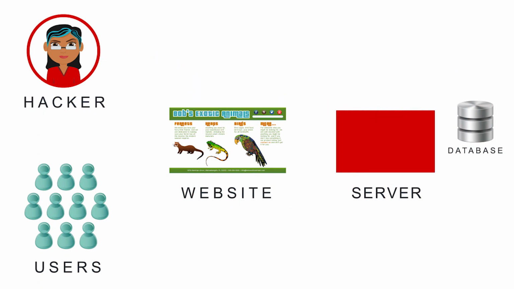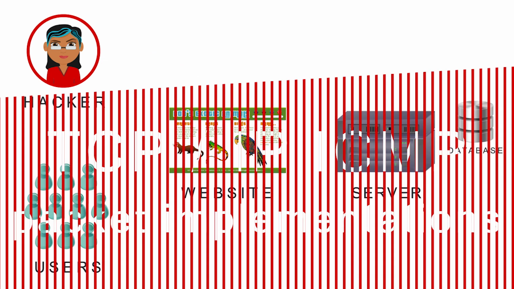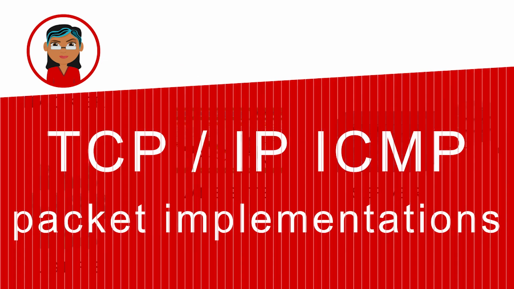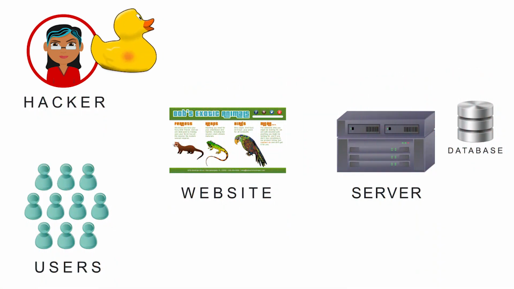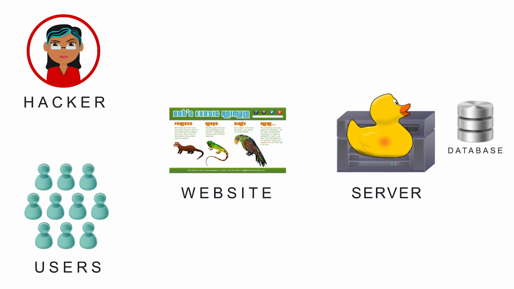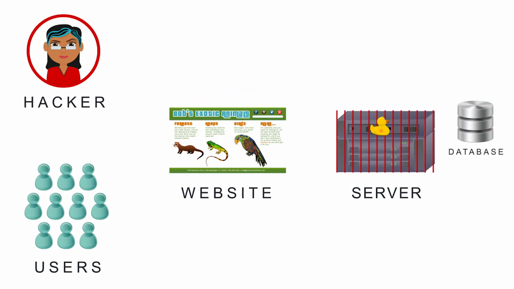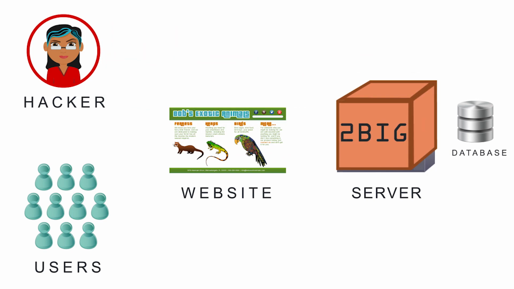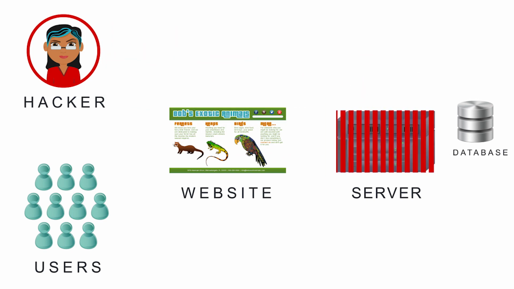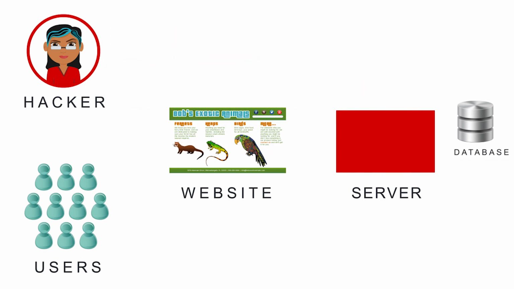Early hackers invented ways to exploit weaknesses in TCP/IP, ICMP packet implementations because they knew that early operating systems couldn't handle these errors. Simply sending the server something other than what it was expecting was enough to shut it down. At one point, even sending packets larger than what the ICMP specification called for was enough to crash a machine.